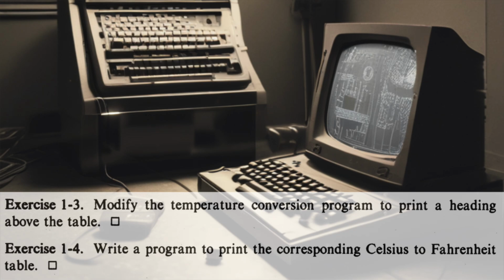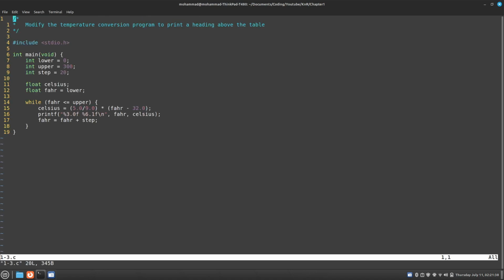In this video, I'll be going through the solutions to exercise 1.3 and 1.4 of the C programming language textbook written by Brian Kernighan and Dennis Ritchie. Now, exercise 1.3 says to modify the temperature conversion program to print a heading above the table. Now, this is the program that the book is talking about. It's given inside the book, and I've just written it out beforehand.